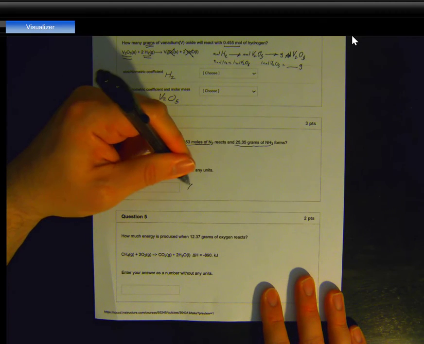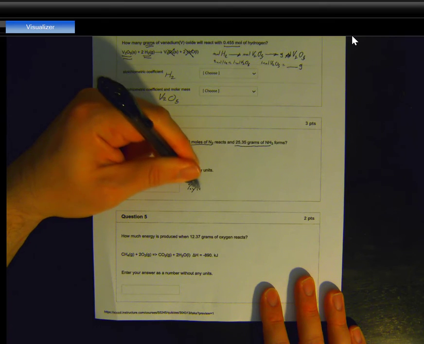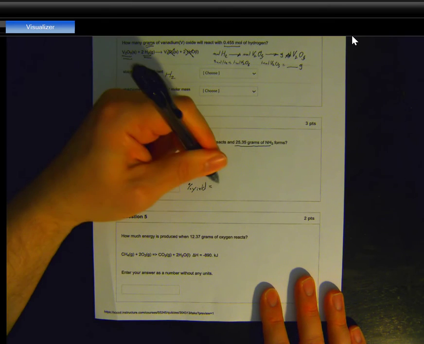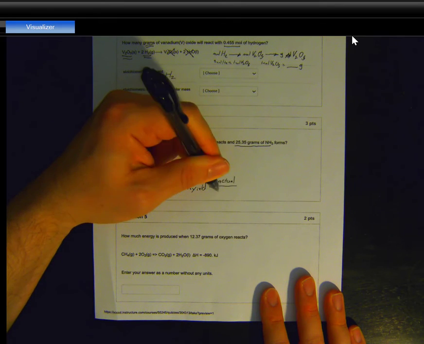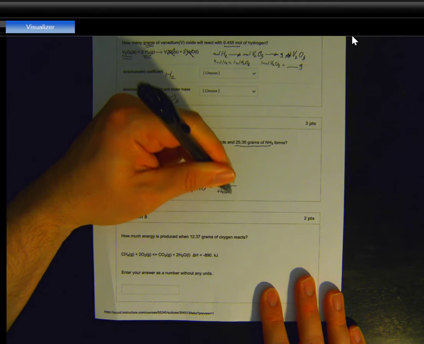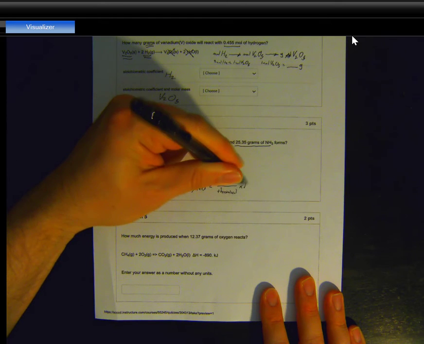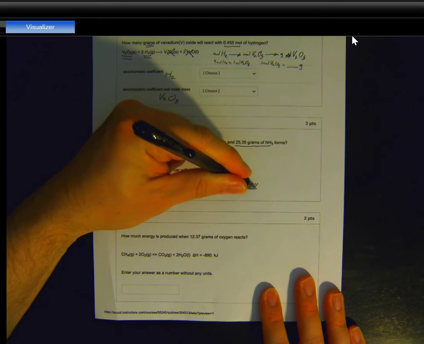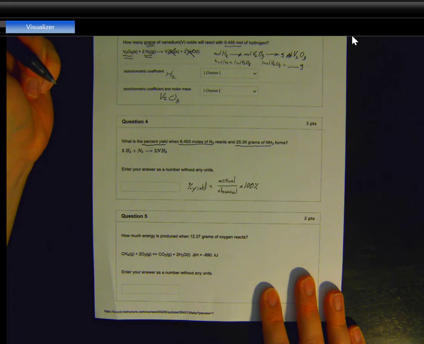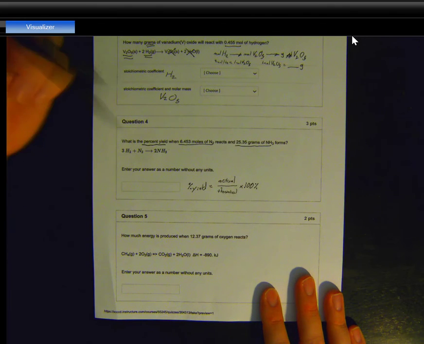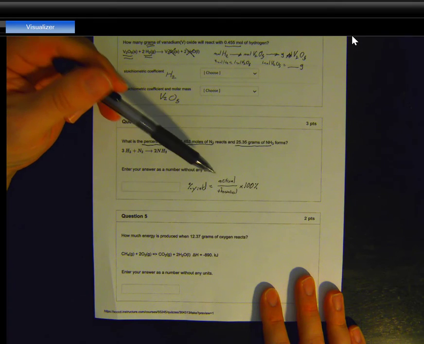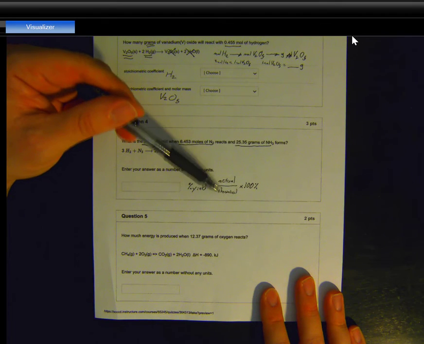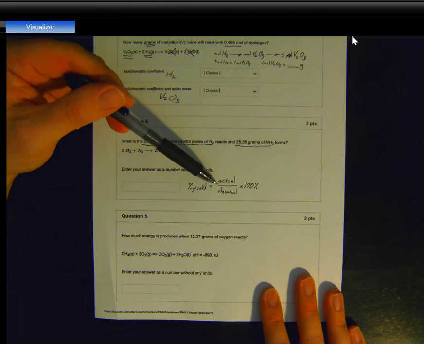We want to define percent yield. So this is actual divided by theoretical, and then times 100%. Now, a few things about this. In order to find percent yield, we have to have actual and theoretical be of the same unit. They have to be the same units. Otherwise, it doesn't mean anything.